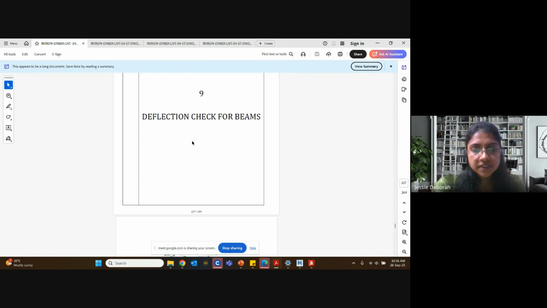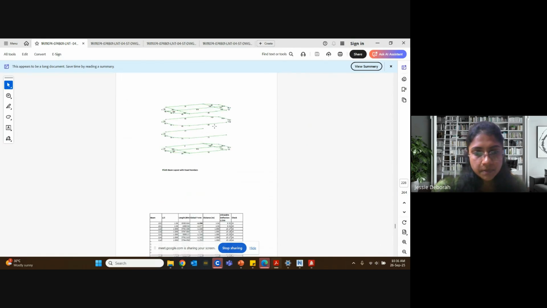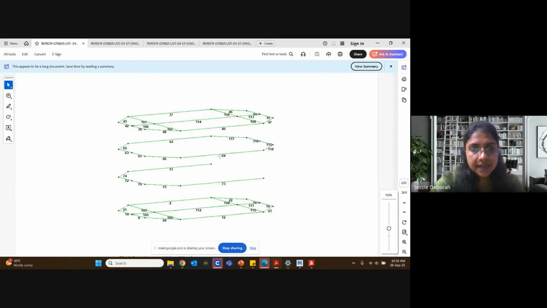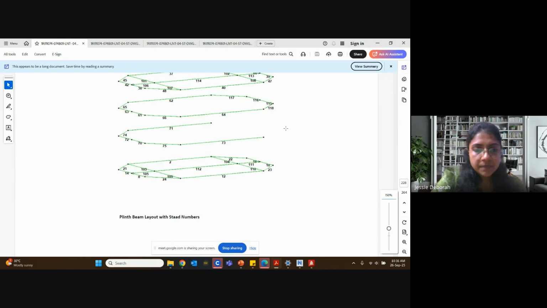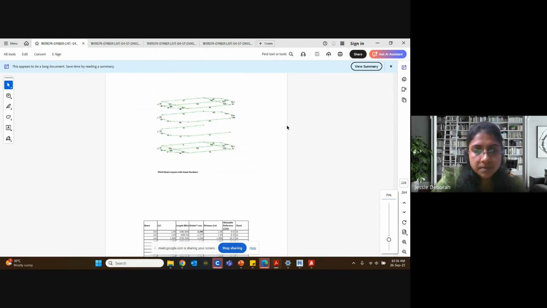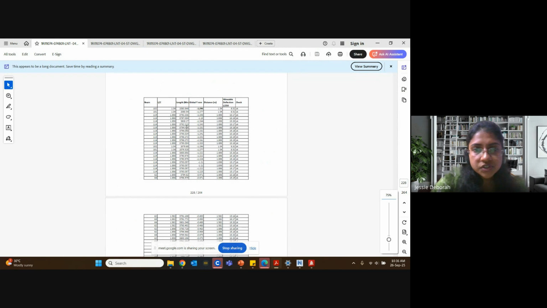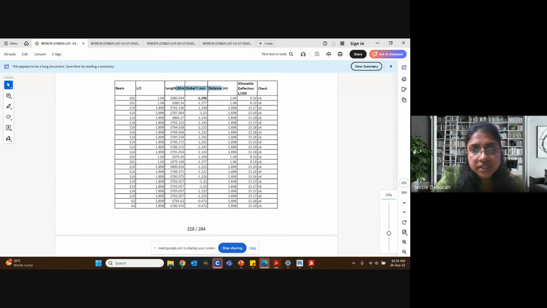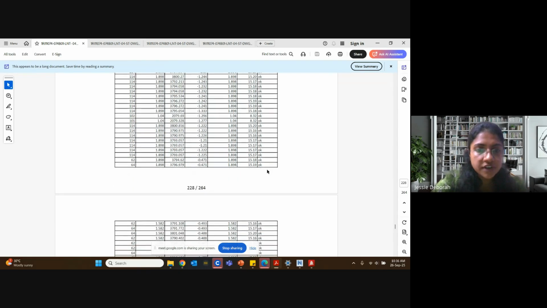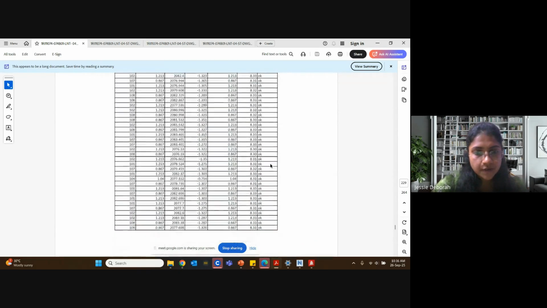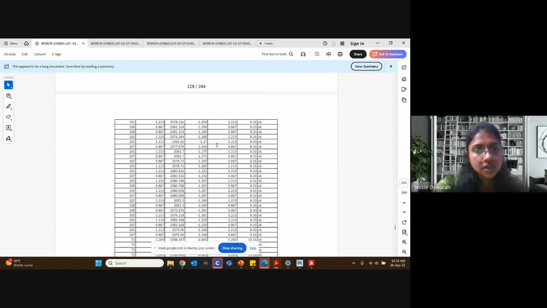Now we are going to do the deflection check for beams. I think this is visible. We take all the beams on all sides with the STAAD numbers, and then we will generate the load combination, the length and this thing. Then it will tell us if it is okay for deflection or if it is failing for deflection. From STAAD, this is all STAAD output.